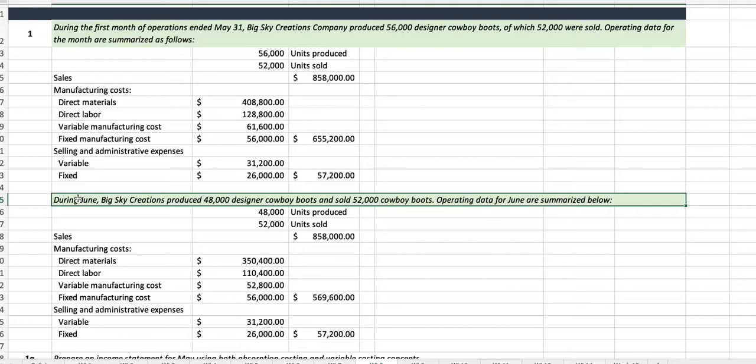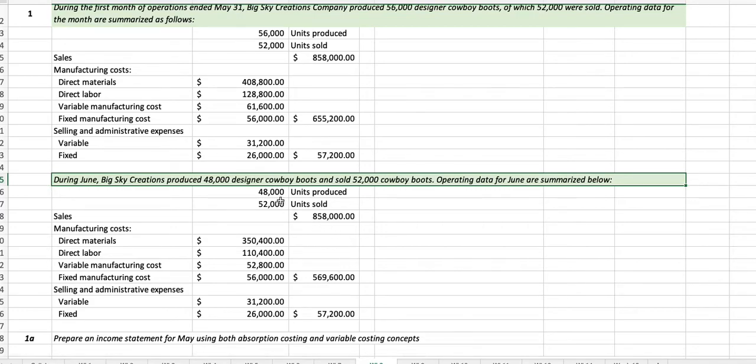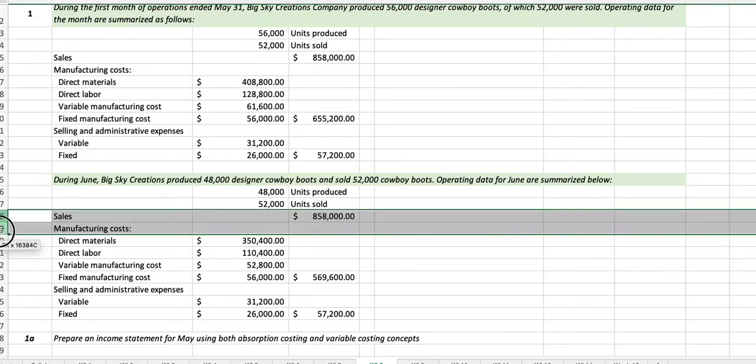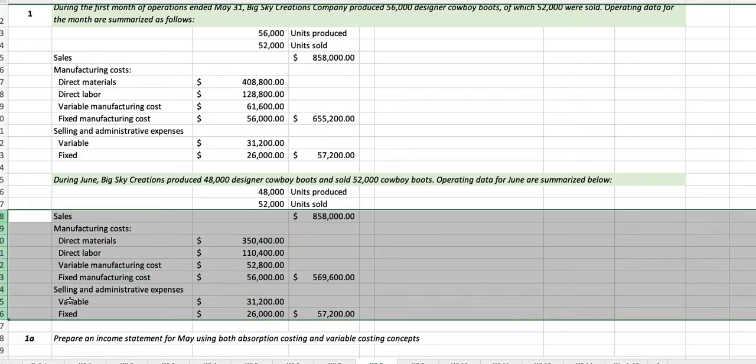During the month of June, Big Sky Creations produced 48,000 designer cowboy boots and sold 52,000. In this month of June, they actually produced less than they sold, which is okay because remember, at the end of May, we had 4,000 designer cowboy boots that were left in inventory. So the data for June is summarized below. We have 48,000 units that we produced, 52,000 units that we sold, and then again we have our sales, our manufacturing costs, and our selling costs.